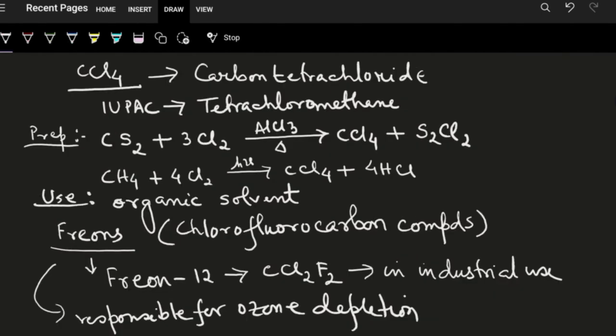Now we have CCl4 to discuss. CCl4 is carbon tetrachloride. Its IUPAC name is tetrachloromethane and it is prepared from methane by this method, CH4 by free radical halogenation, 4 moles of chlorination, and it is also prepared from carbon disulfide in this method. Now it is used as an organic solvent. We have seen in bromination, bromine in CCl4 is being used for bromination over unsaturated compounds.